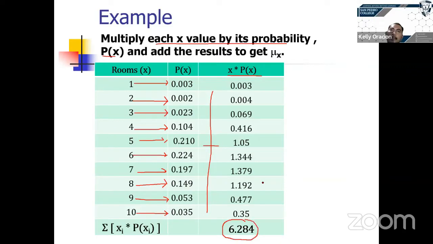The answer is 6.284. That means the mean is 6.284. Again, multiply, then add everything, and that is the mean already. But I suggest we use 2 decimal places for the mean.